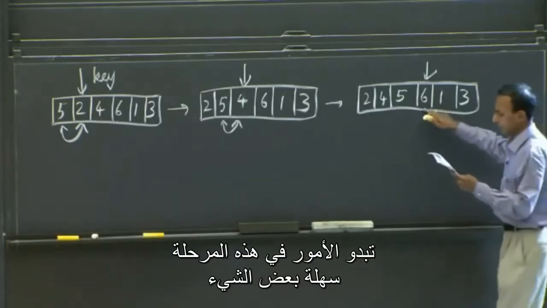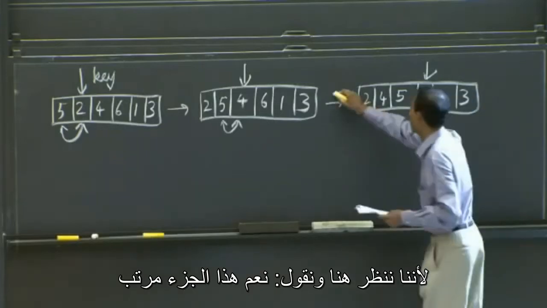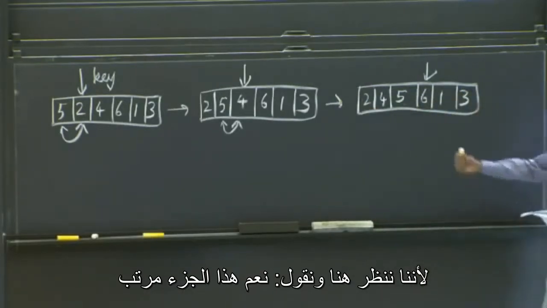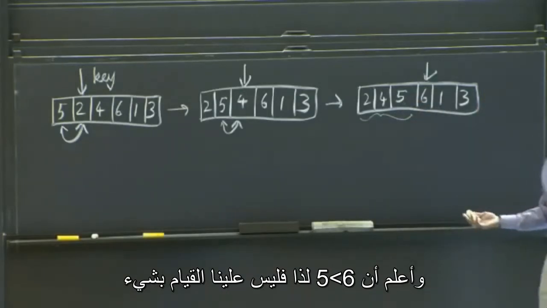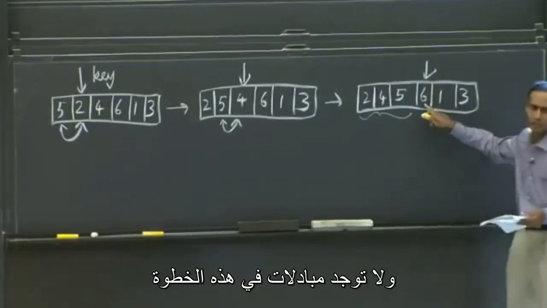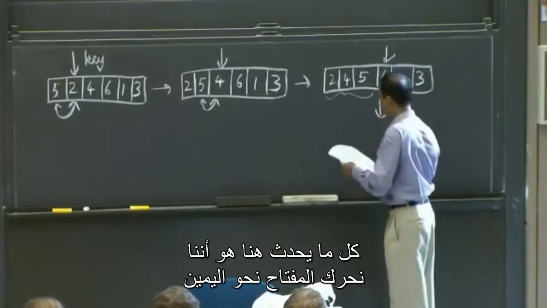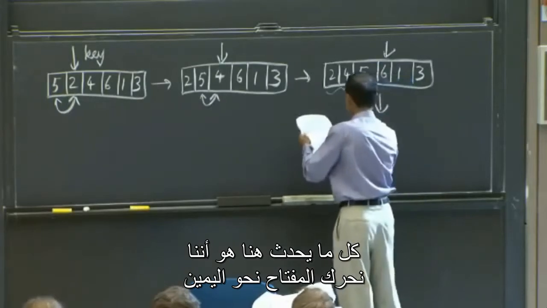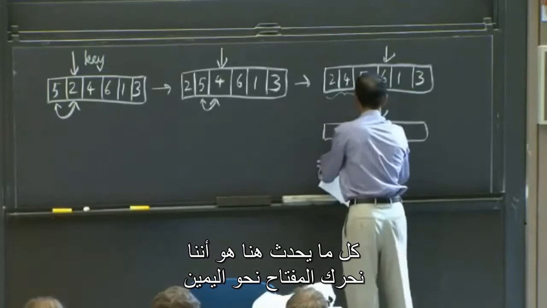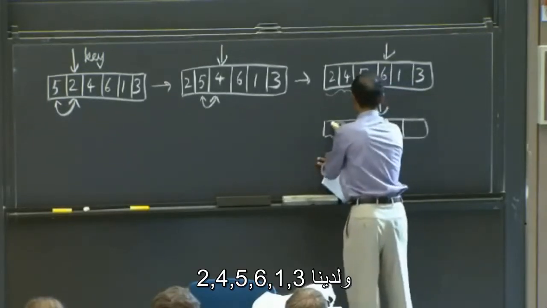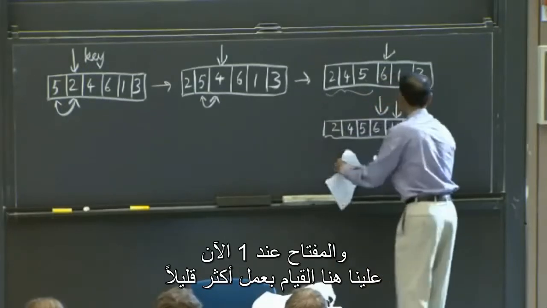Now at this point, things are kind of easy, in the sense that you look at it and you say, well, I know that this part is already sorted. 6 is greater than 5, so you have to do nothing. There are no swaps in this step. All that happens here is you move the key 1 step to the right. So you have 2, 4, 5, 6, 1, 3, and your key is now at 1.